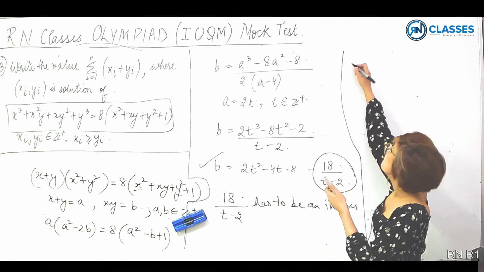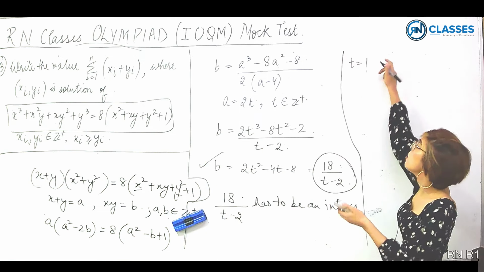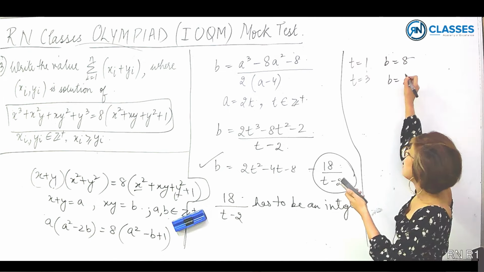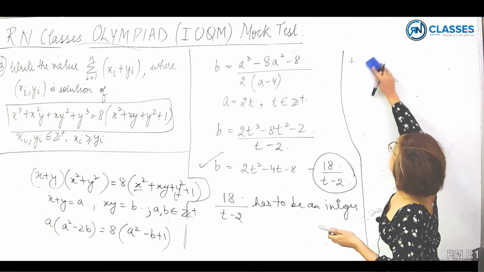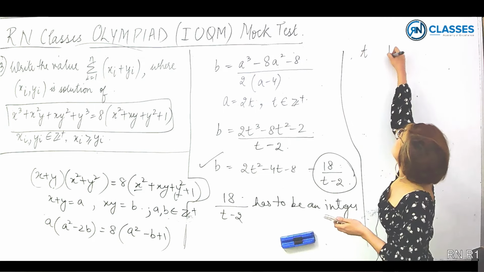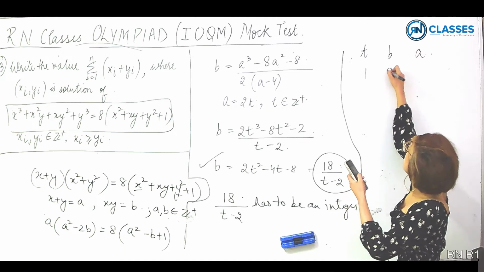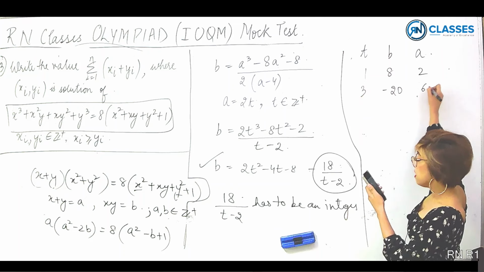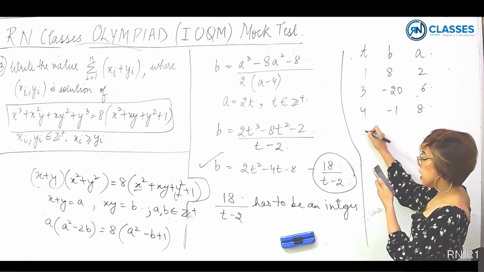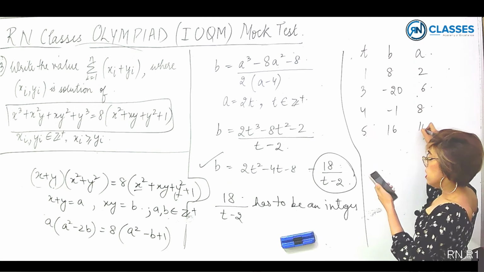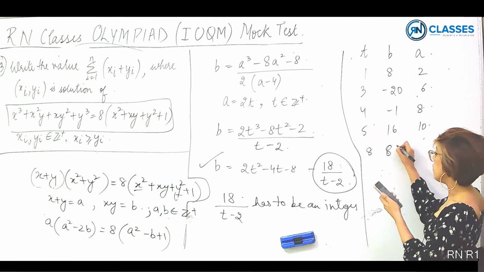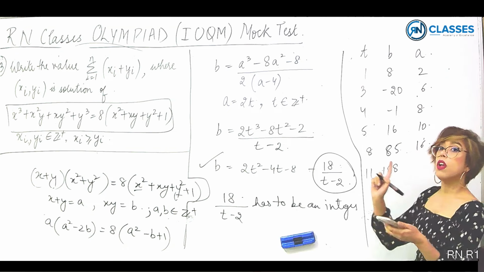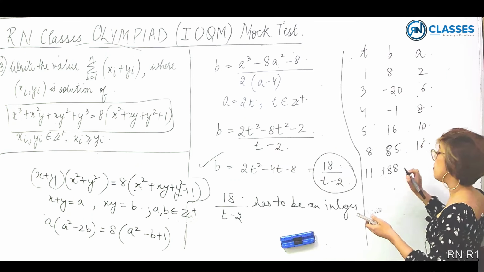Right? So t turns out to be 1, and when t is 1, b is equal to 8. Then c is equal to 3, b turns out to be minus 20, and I should write it like this so that it's easier. t here, b here, a over here. So 1, 8, 2, because a is nothing but 2t. Then 3, minus 20, 6, then 4, minus 18, 8, then 5, 16, 10, then 8, 85, 16, then 11, 188. Because we need to exhaust all the cases, because I need to find all the solutions. That's why I'm writing everything down.